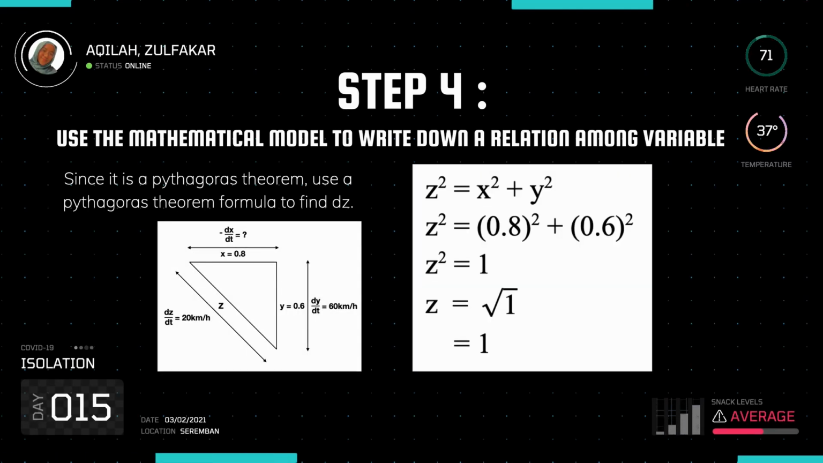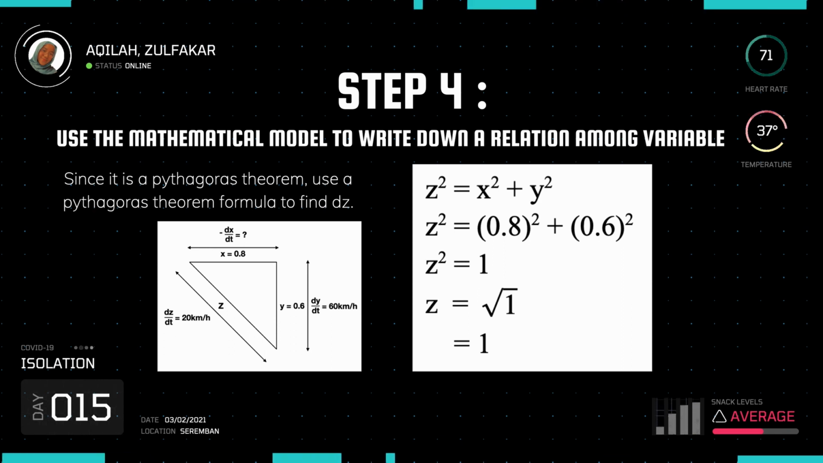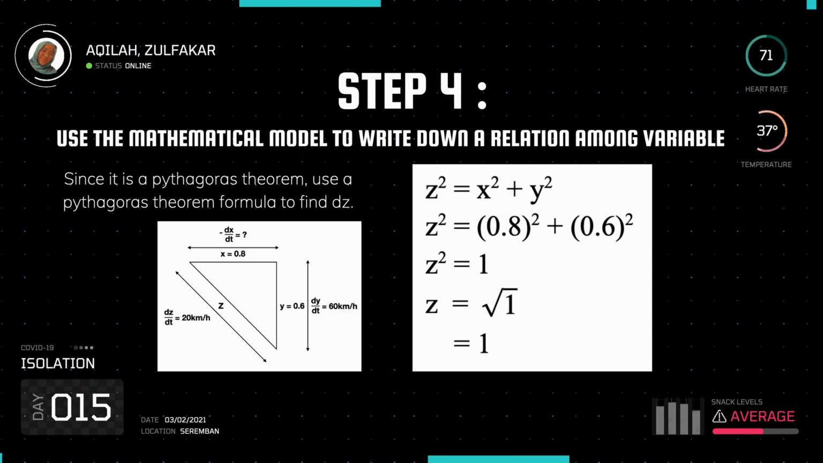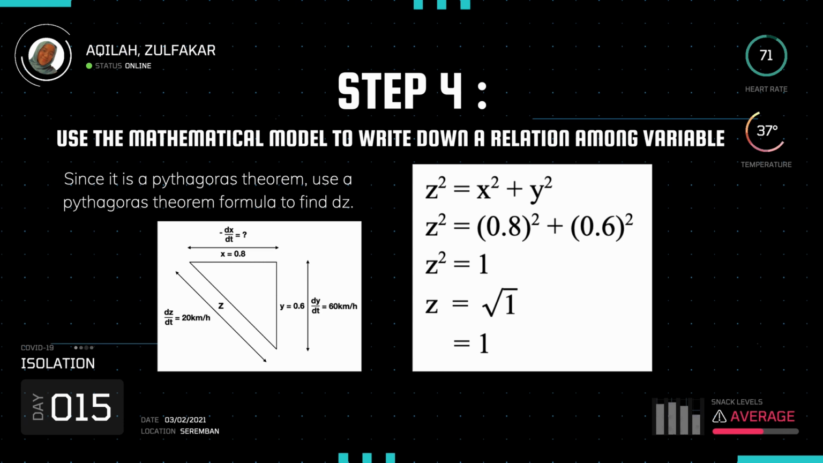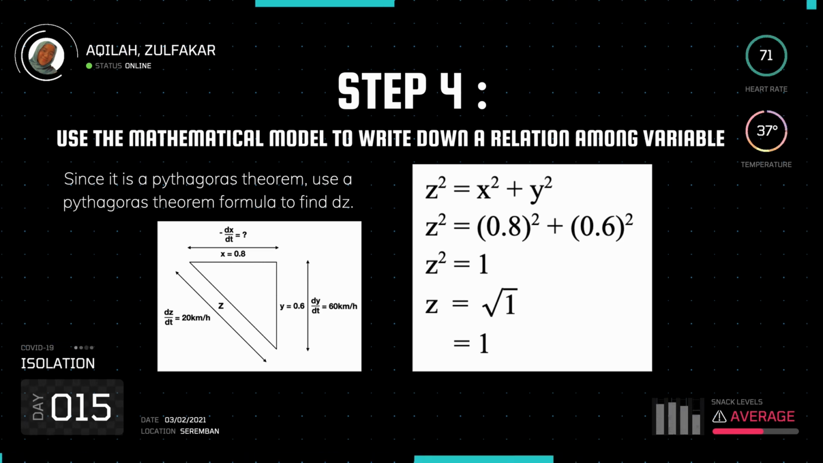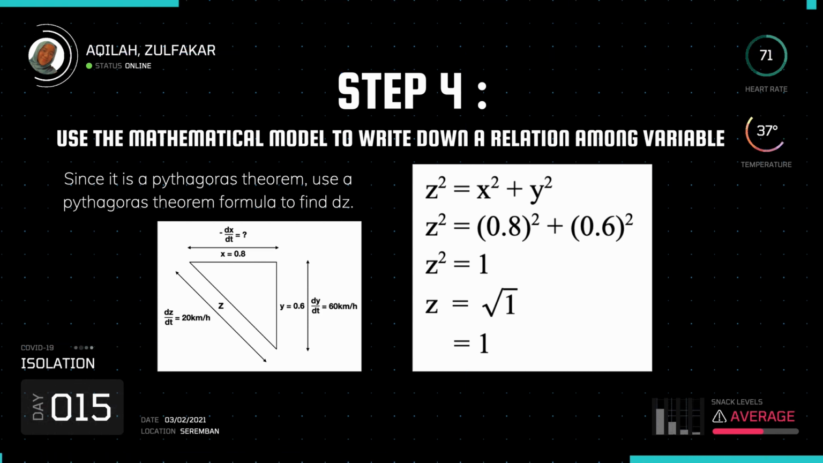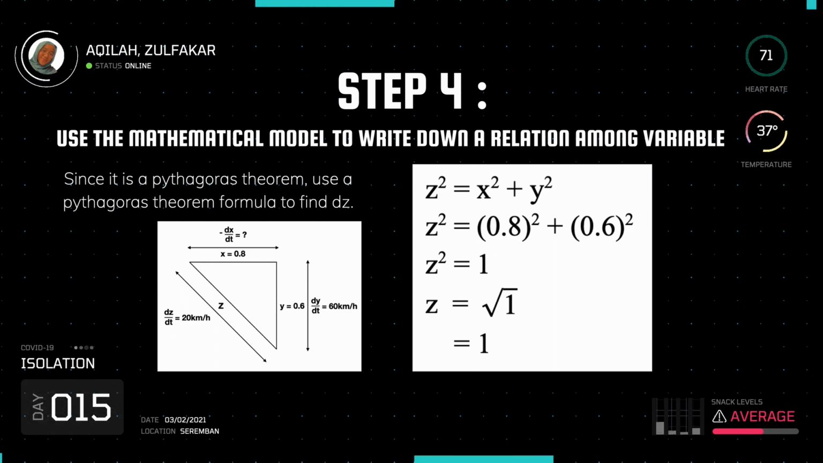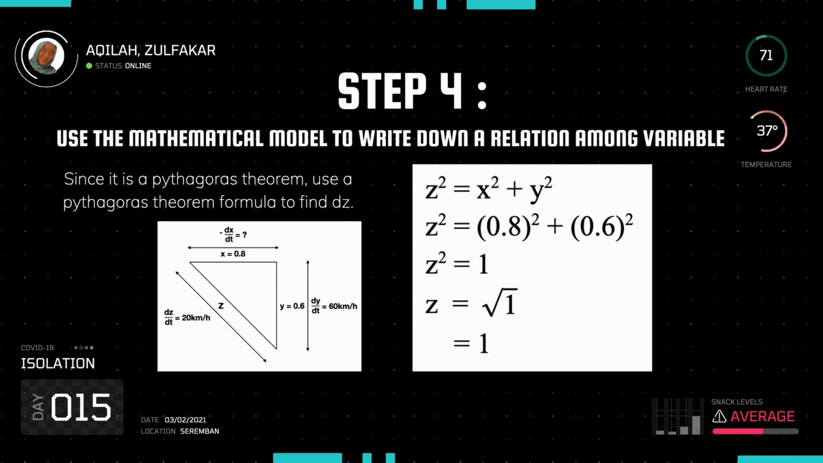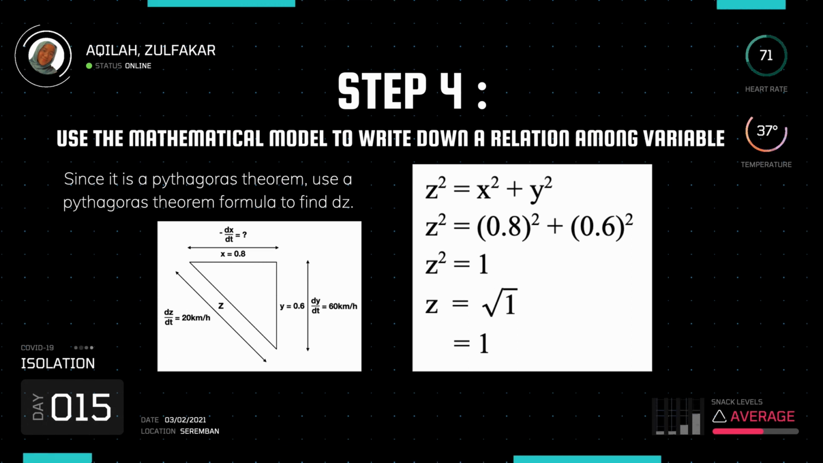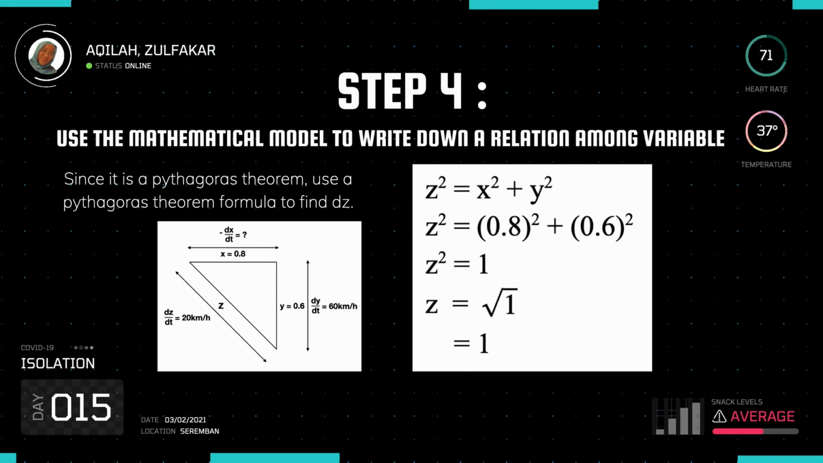Next is step number 4. Since it is a Pythagoras theorem, use the formula to find z. So z squared is equal to x squared plus y squared. Substitute x as 0.8 and y as 0.6. Using the formula, we find that z is equal to 1.